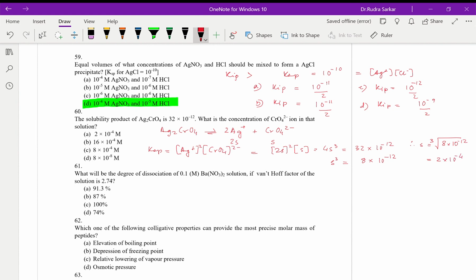Now the concentration of Ag in solution is basically 2S, but for CrO4 it is just S. So our answer should be over here 2 into 10 to the power minus 4.